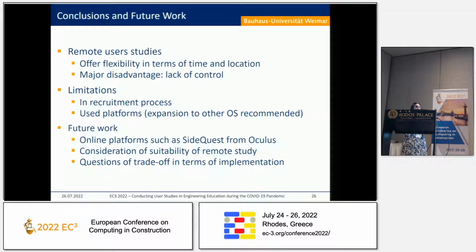And we always have to consider how suitable my research question is for a remote study. This is something that we need to take away and have a look at. And questions in terms of implementation: how do we construct our virtual environments in a way that we can use them more flexibly, maybe in some kind of future lockdown or whatever?